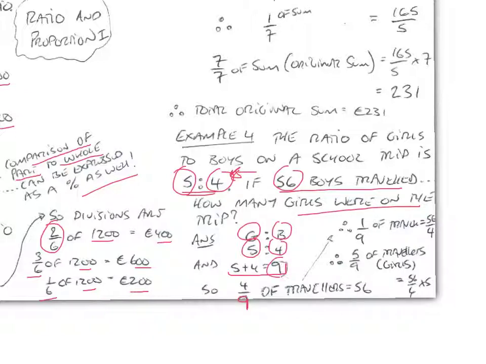And we're told that 56 boys travelled, and that refers to this 4 part in the ratio. So we know there's 9 parts in total, so 4/9 of the total of the travellers equals 56. So 1/9 must be 56 over 4, and the girls' value, which would be 5/9, must be equal to that 56 over 4 times 5.